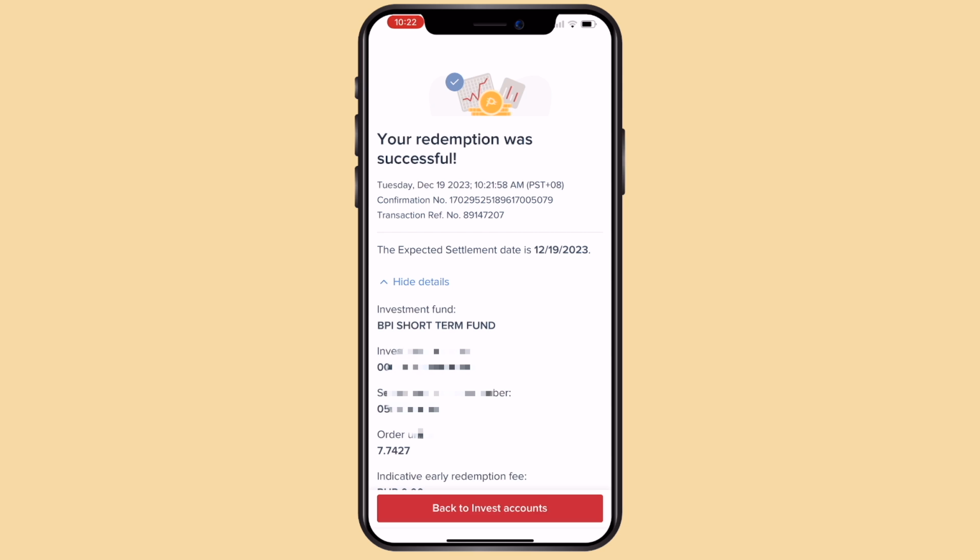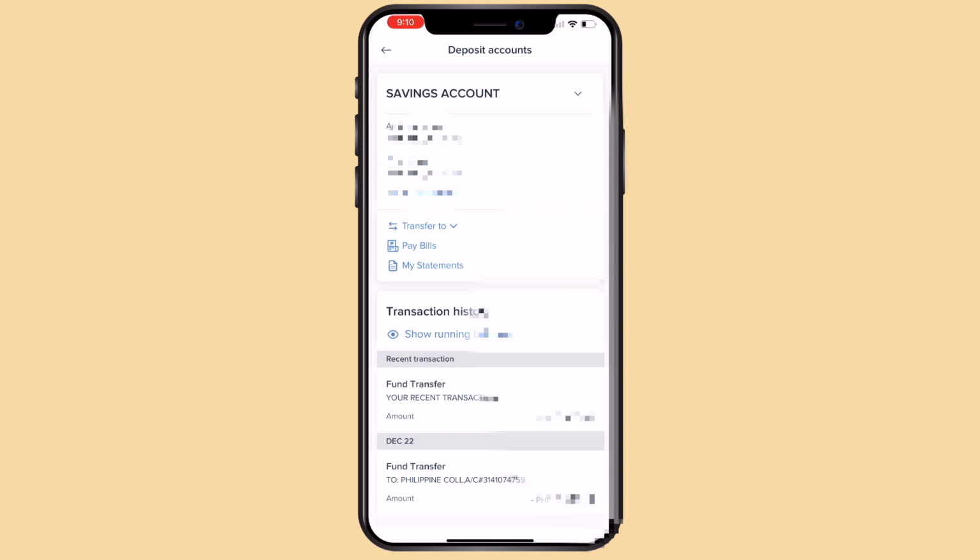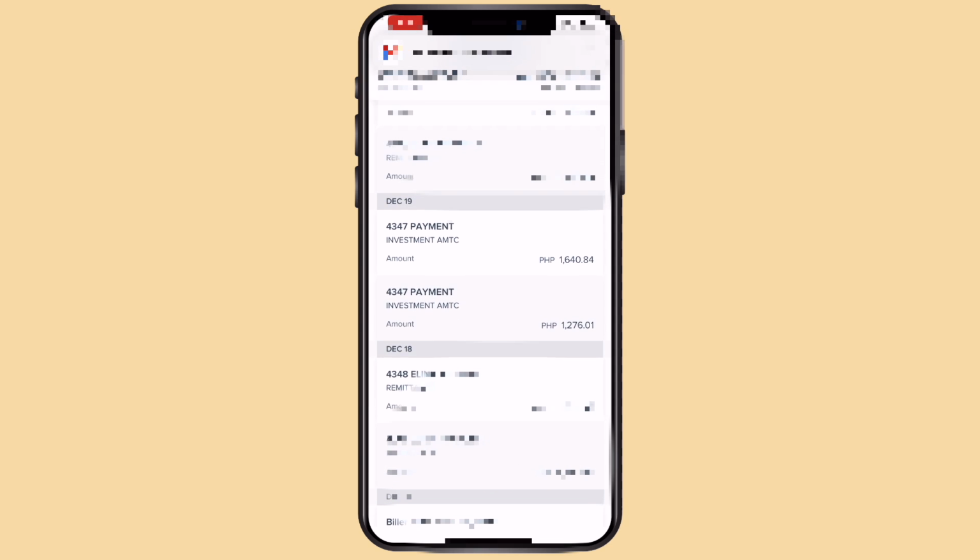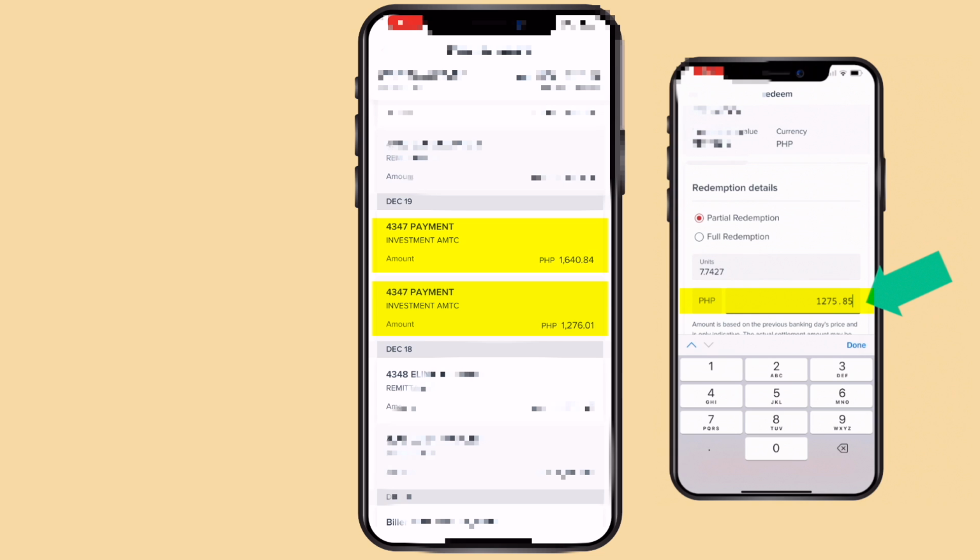Your redemption was successful. Titignan natin yung transaction history natin. On December 19, pumasok yung investment redemption natin, which was 1,276.01 pesos and 1,640.84 pesos. Kung mapapansin nyo, hindi ito yung exact amount na nilagay natin because, as I said earlier, it will really depend on the actual amount or value of our units the time we transacted. And fortunately, mas mataas siya sa expected amount natin.